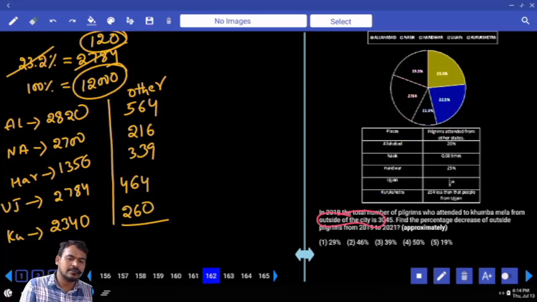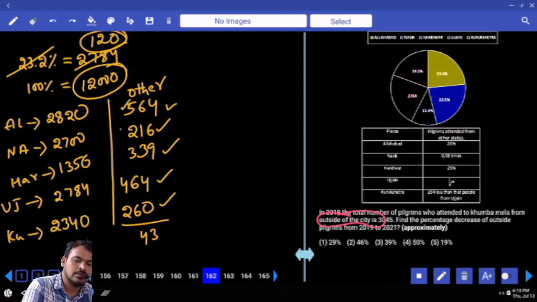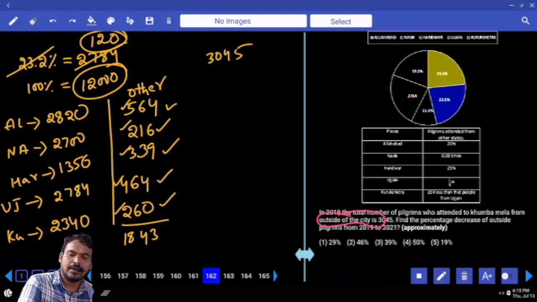Okay. All the values are adding or subtracting? Adding. 64 plus 16. 80 plus 60. 140 plus 64, 204 plus 39, 243, 43 write 2 carry, 5 plus 2, 7, 7 plus 3, 10 plus 4, 14 plus 2, 16, carry value 2, total it is 18, 1843, and already value 3045. Compared to 3045, 1843, how much value is decreased?